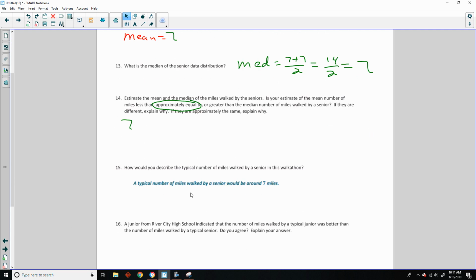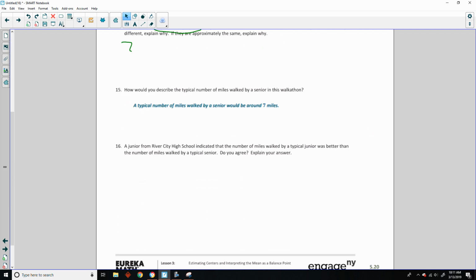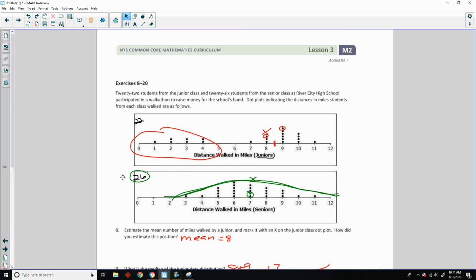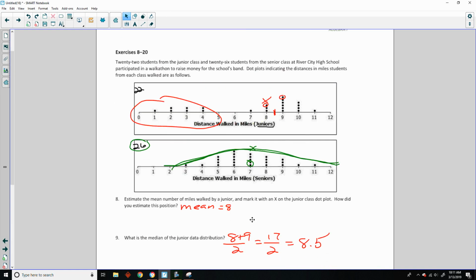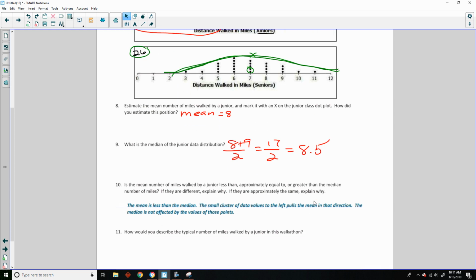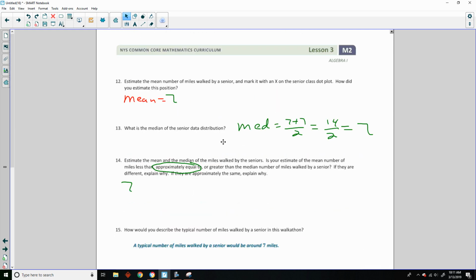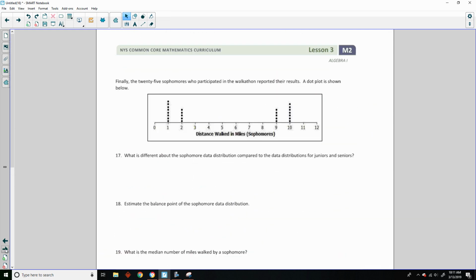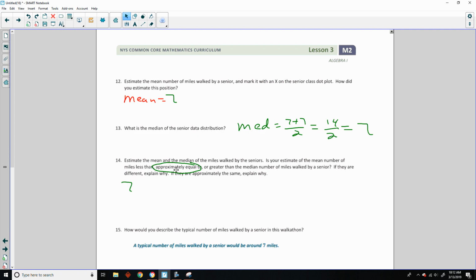Okay, so how do we approach that? So I would agree with him. The median is a better indicator of a typical value for the junior class. The median of the junior class is more than the median of the senior class. Okay, so if we use the median from the juniors, it was 8.5. The median from the seniors was 7. 8.5 is more than 7, so the juniors win.